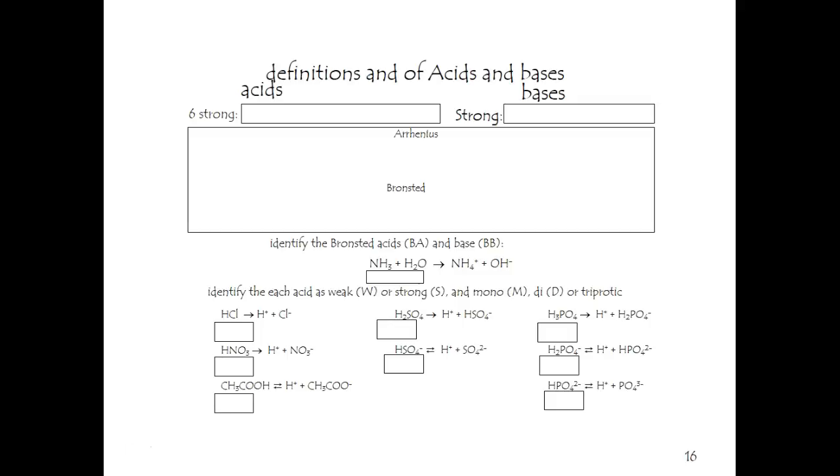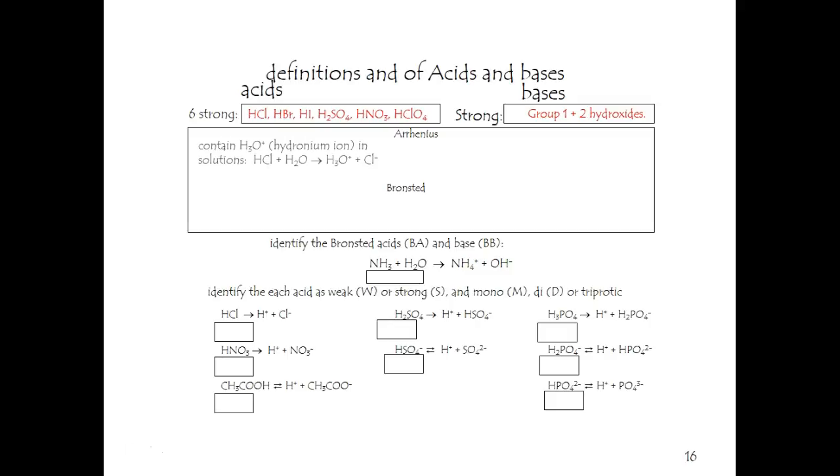Name 6 strong acids. Pause this if you need to. Did you say hydrochloric, hydrobromic, hydriodic, sulfuric, nitric, and perchloric? Hope you did. 6 strong bases. Wow, okay. Lots of group 1 hydroxides, and how about the group 2 hydroxides? So lithium, sodium, potassium, calcium, beryllium, magnesium, things like that.